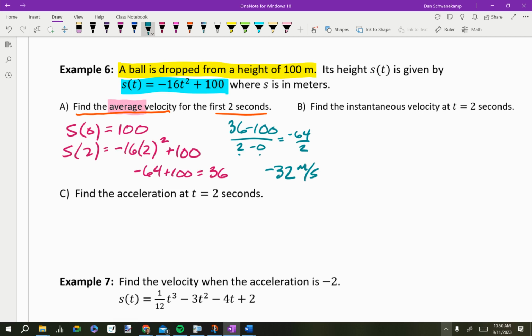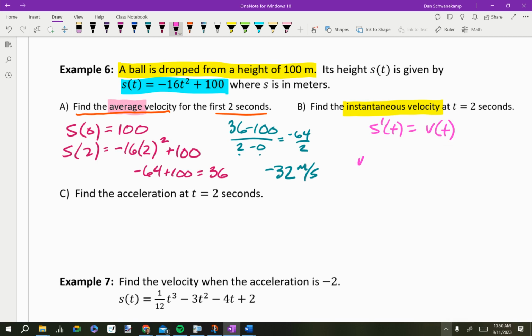Now it's asking me to find the instantaneous velocity. Instantaneous. When we heard instantaneous, that's at a single moment in time. What do we do in calculus if we want to find an instantaneous something? Derivative. Okay? If I want to know instantaneous velocity, I'm going to find the derivative of position. That's what velocity is. The derivative of position is velocity.